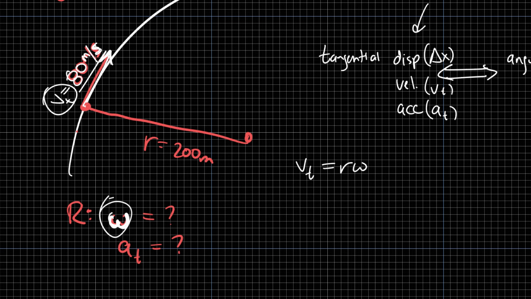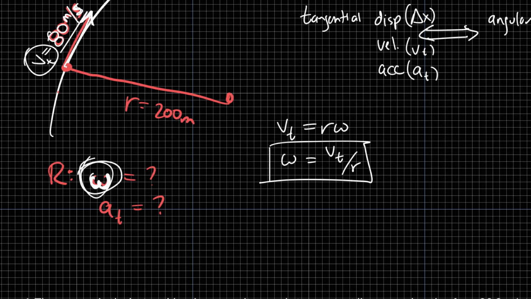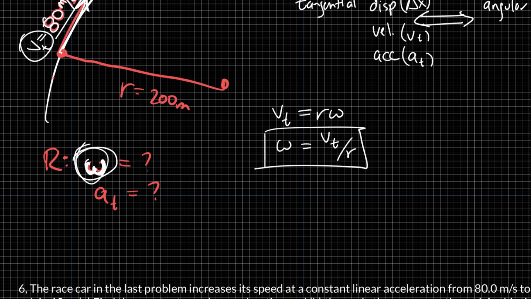I'm looking for omega here, so we'll solve for that. So omega equals v sub t over r. Okay, that's our solution, and then we'll plug in numbers. I'll just pause while I plug in the numbers. All right, so I just plugged in the numbers. So the velocity is 80 meters per second divided by the radius of 200. And notice we get 0.40 per second.